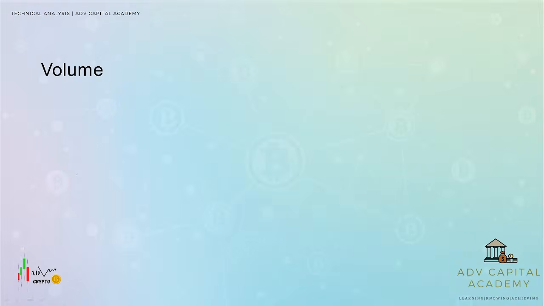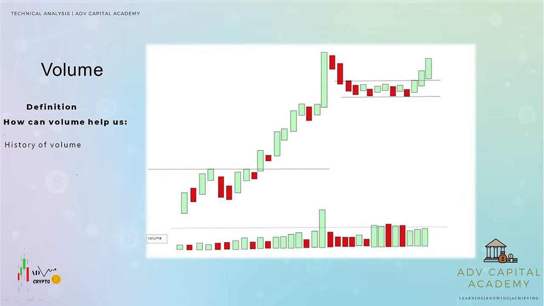Volume. Trading volume is a measure of how many coins have traded in a period of time. The numbers and other indicators that use volume data are often provided with online charts. So how can volume help us? First thing that we look at is a history of volume. Volume should be looked at relative to recent history. Comparing today with volume 50 years ago might provide irrelevant data. The more recent the data sets, the more relevant they are likely to be.